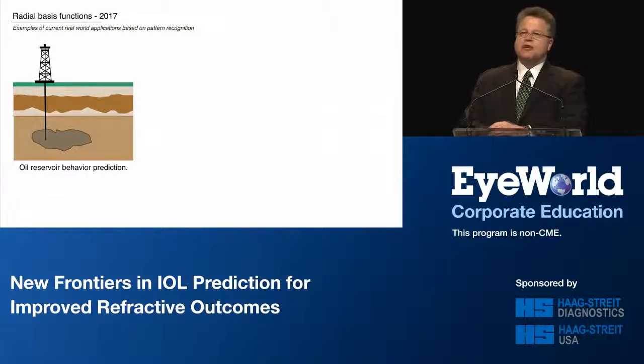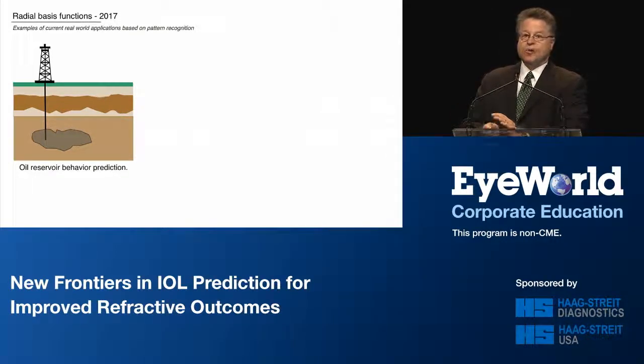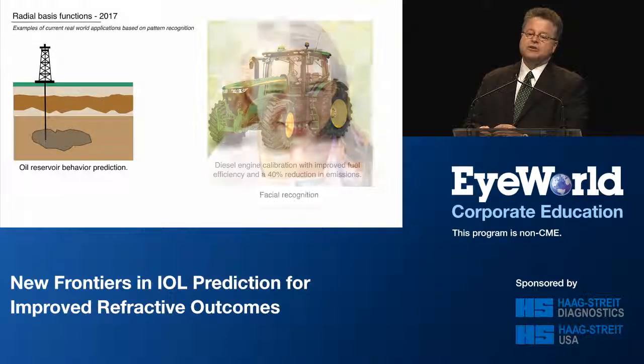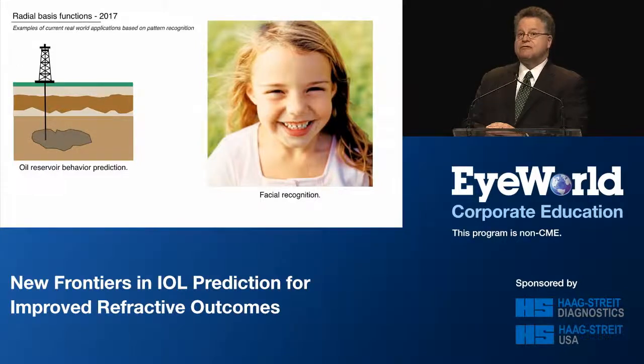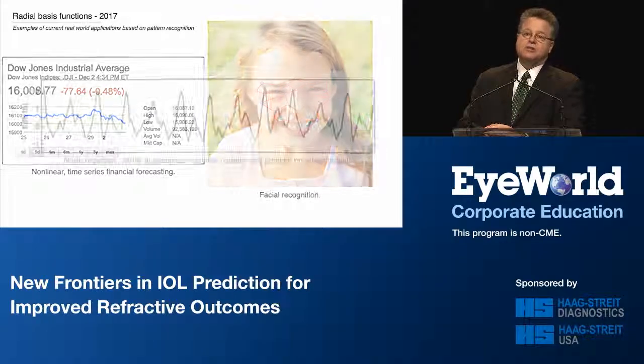So you might think, well, this is pretty geeky. No one's ever heard of this before. Turns out that all of you with an iPhone in your pocket are using this right now. It's all around us. When oil companies want to figure out how much oil they're going to get out of the ground, they use this technology. Tractor companies, motorcycle companies, automobile manufacturers use this to calibrate their engines. When law enforcement wants to find the bad guy by facial recognition, they use this technology. And tens of billions of dollars are moved around the world every day in the stock market using the pattern recognition form that we're employing here for predicting what the stock market's going to do.